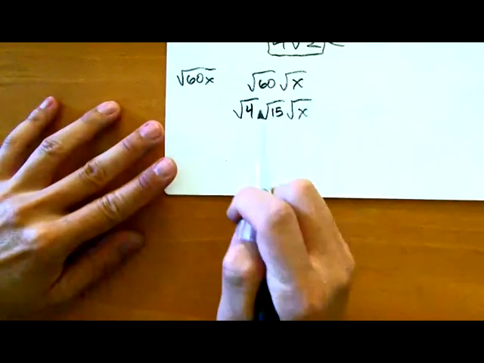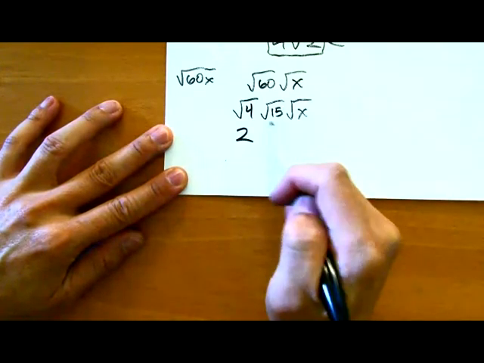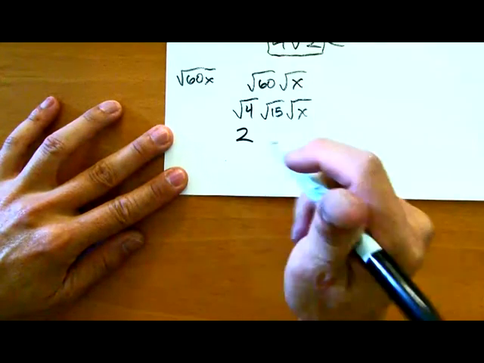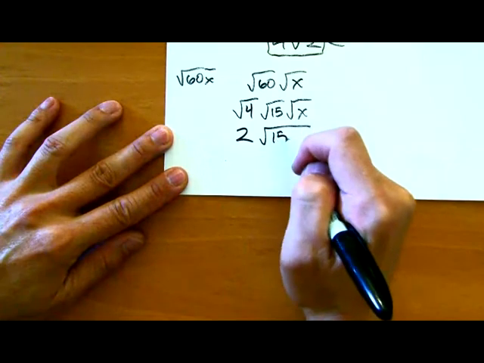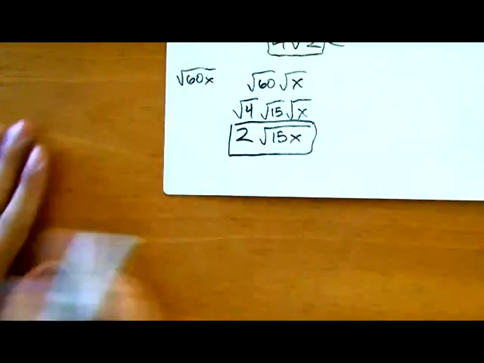I can square root the 4, that would be 2. Can we split the 15 up? No. Okay, so we can combine them back under one radical. 2 radical 15x. This is the simplest radical form of what we started with.